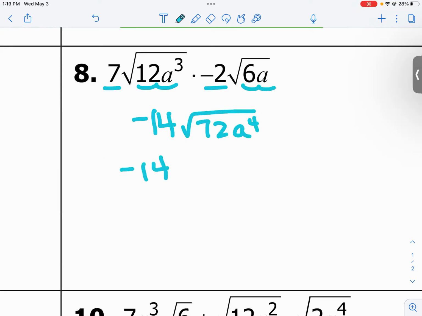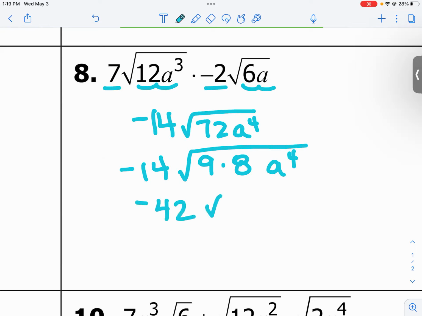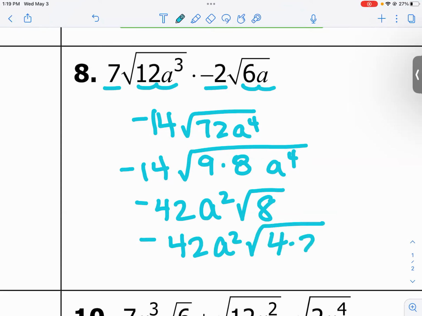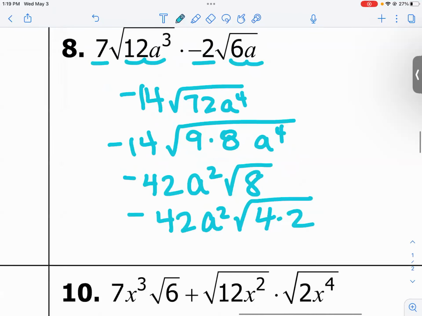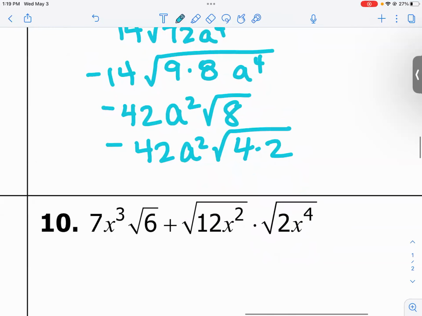Okay, then I multiply 9 to 8. 40, negative 42. A squared. Okay, so a squared comes out. A squared.